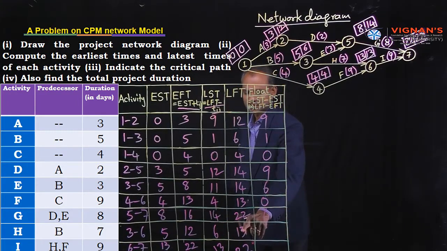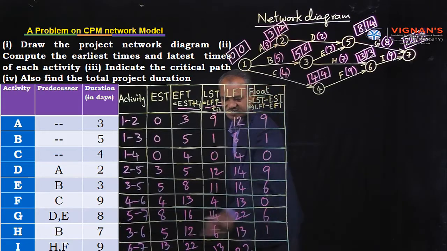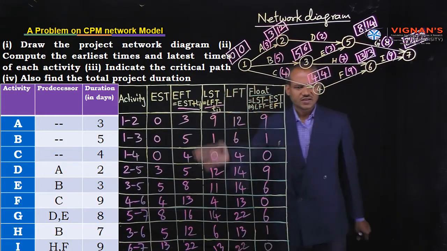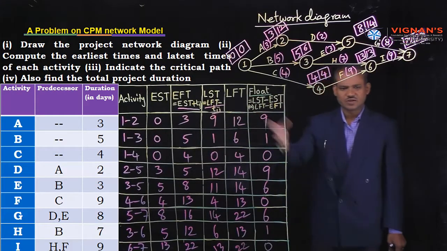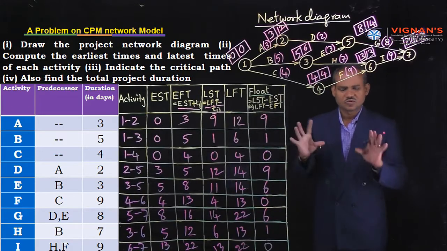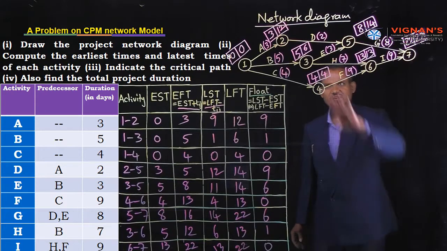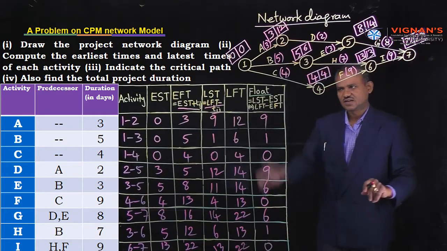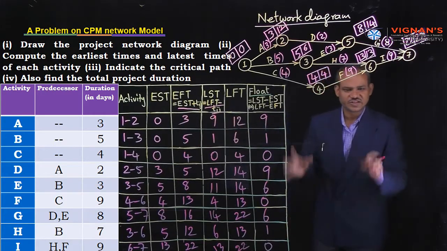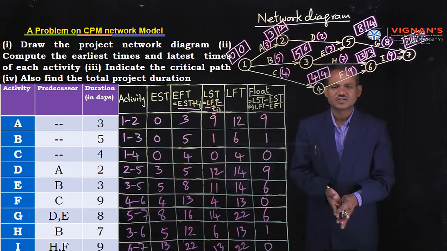Next, LFT minus EFT, 13 minus 12, 1, 6 minus 5, 1. Next, 13 minus 13, 0, 22 minus 22, 0. Okay, likewise we have completed this table. For every CPM problem, you have to do calculations like this. First, draw the diagram, complete these values and prepare a table like this. It's very easy. We have completed the second bit, that means computing the earliest times and latest times of each activity.